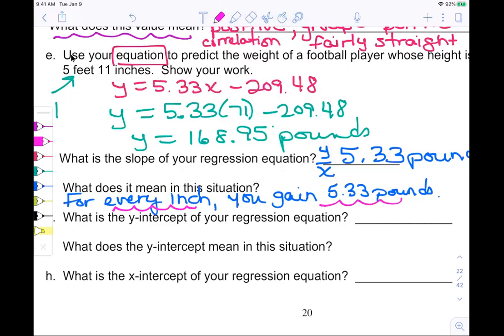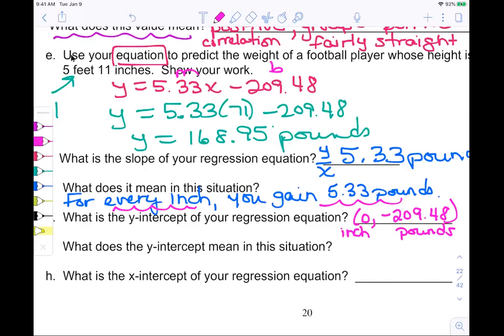The y-intercept in this question, well, the slope is m, the y-intercept is b, but we're writing our y-intercept as an ordered pair. So remember, the x value is 0, the y value is negative 209.48. Remember, x would be our inches, the y would be the pounds. Now here's the part that sometimes doesn't make a lot of sense, because we're taking a math equation and trying to correlate it to real life.